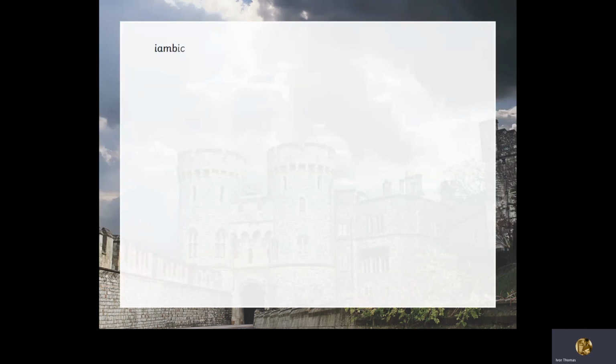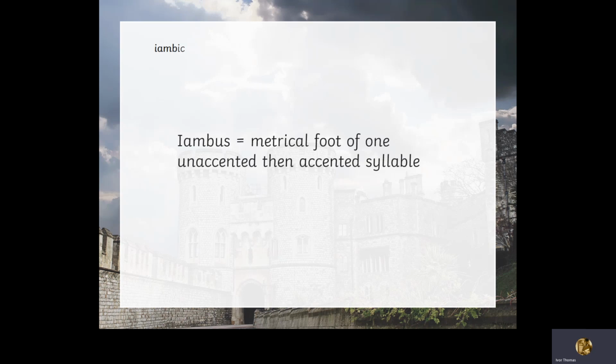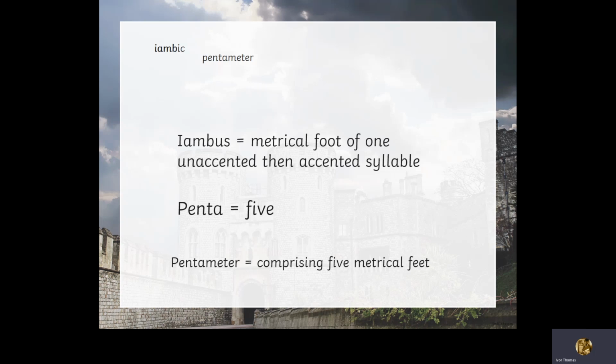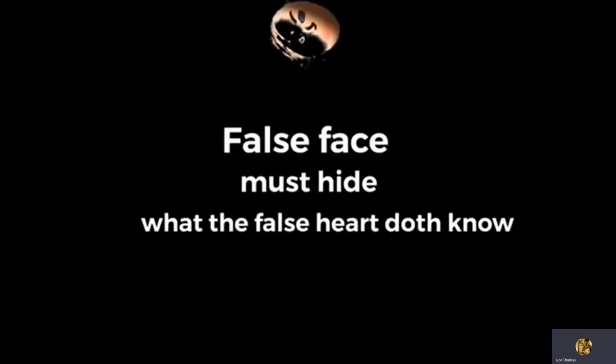So what does iambic mean? Well, it's to do with metrical feet, or the length of rhythm in a poem. So it's the metrical foot of one unaccented, then accented syllable. So water wouldn't actually have 2 equal syllables if you're talking in an iambic way. The first syllable is unstressed, so it would be wa-TER rather than WA-ter. So the accent would be on the second syllable. Pentameter basically means there are 5 of them, or 5 stressed and unstressed syllables.